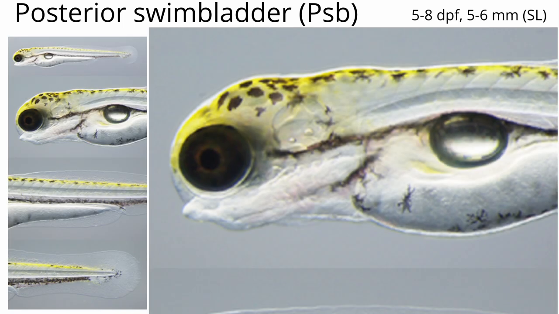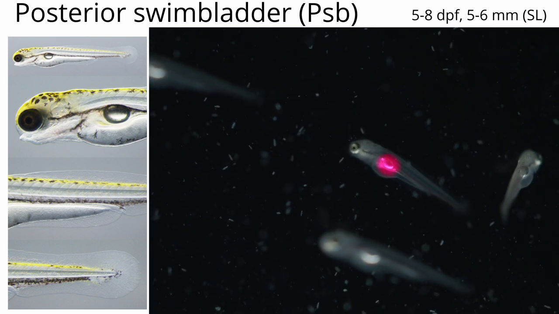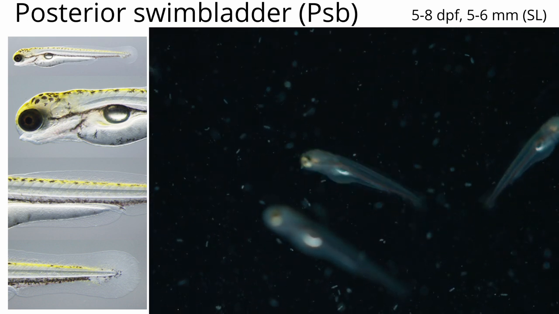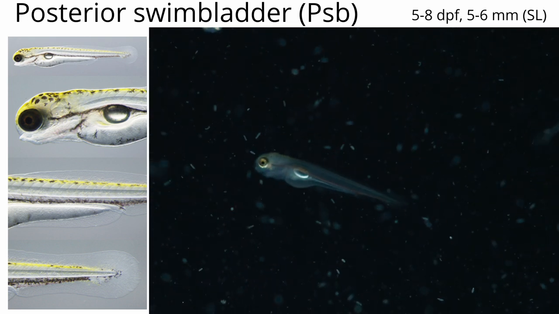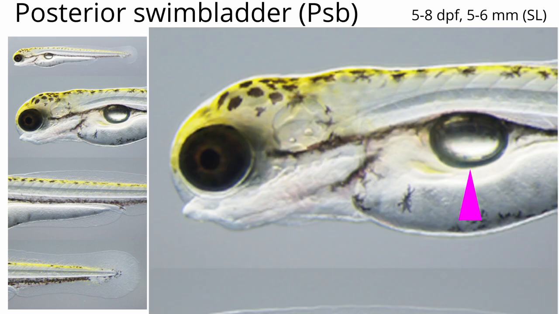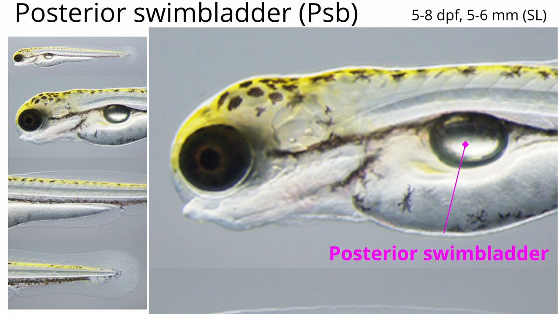Posterior swim bladder stage. At this stage, you can observe air inside the swim bladder. This development allows the larvae to float effectively. This appearance typically occurs around 5 to 8 days post-fertilization. The individual is around 5 to 6 mm in size. Additionally, the name of this stage includes the term posterior, indicating that the posterior swim bladder has developed.